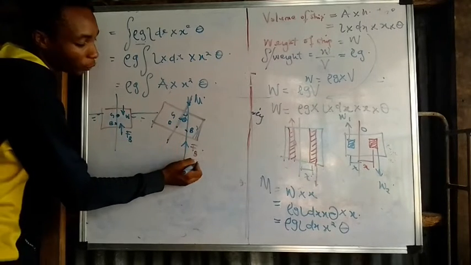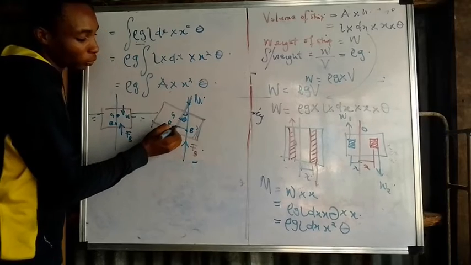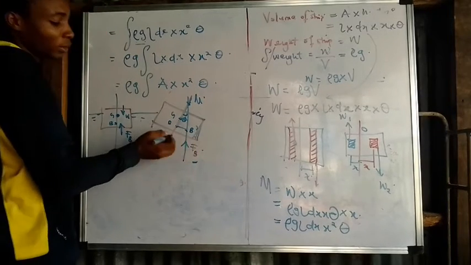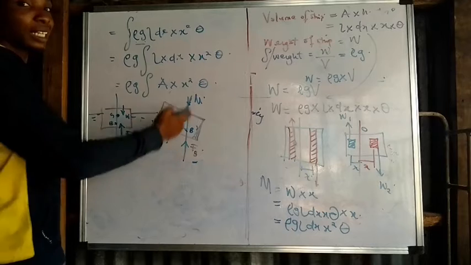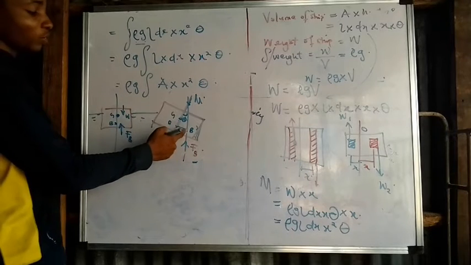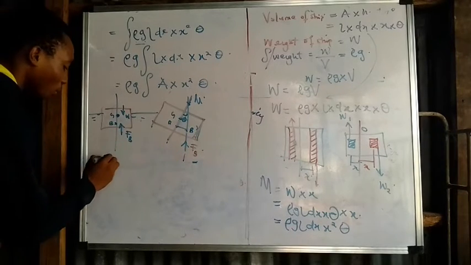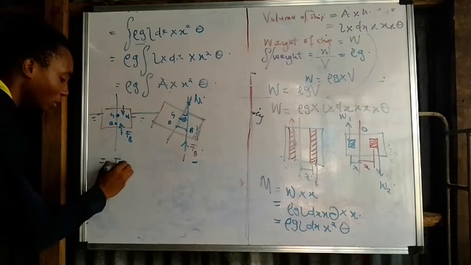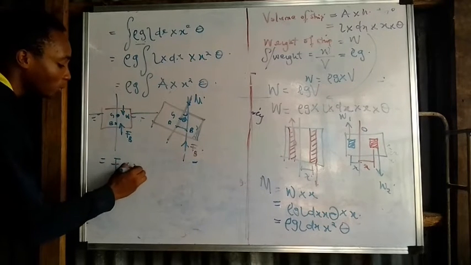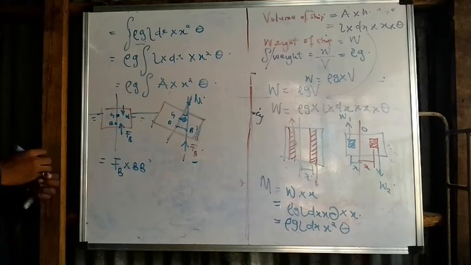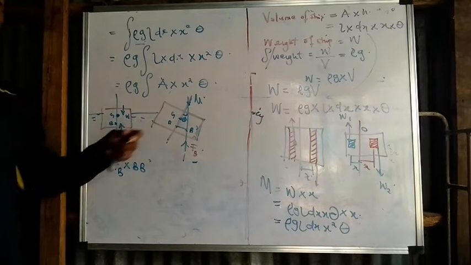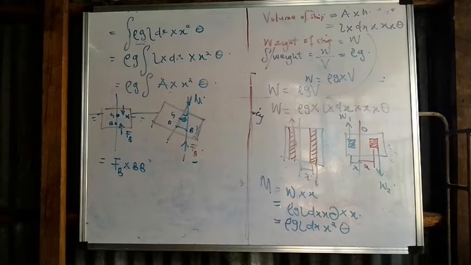That will be the force of buoyancy times the vertical distance, which is from B to B prime. So taking the moment of this force of buoyancy, we have F subscript B times BB prime, where B prime is the new center of buoyancy. So this is what we have.